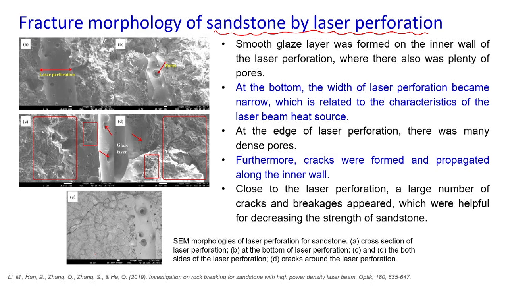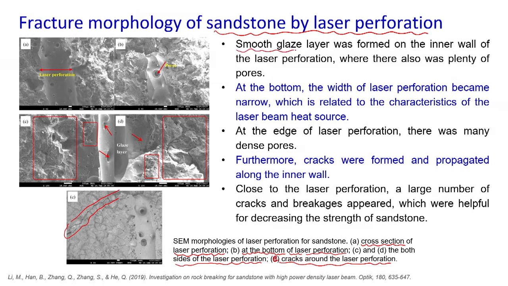The first image, that is image A, is showing the cross section of the laser perforation. The image B corresponds to the bottom of the laser perforation. So this is the bottom of the laser perforation. C and D both are the sides of the laser perforation, and D is showing some cracks around the laser perforation. So these are some of the cracks which are shown around the laser perforation.